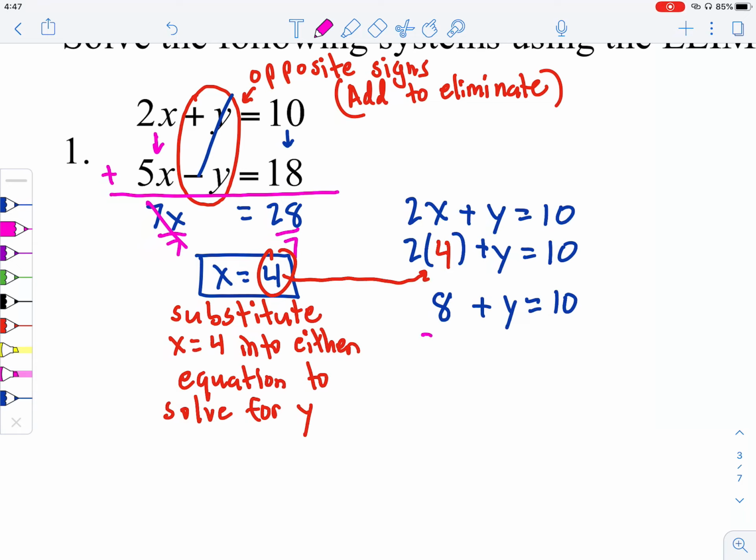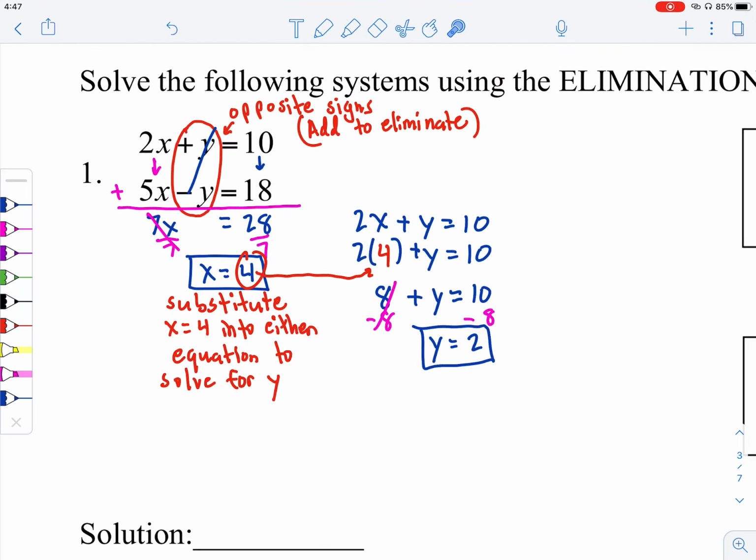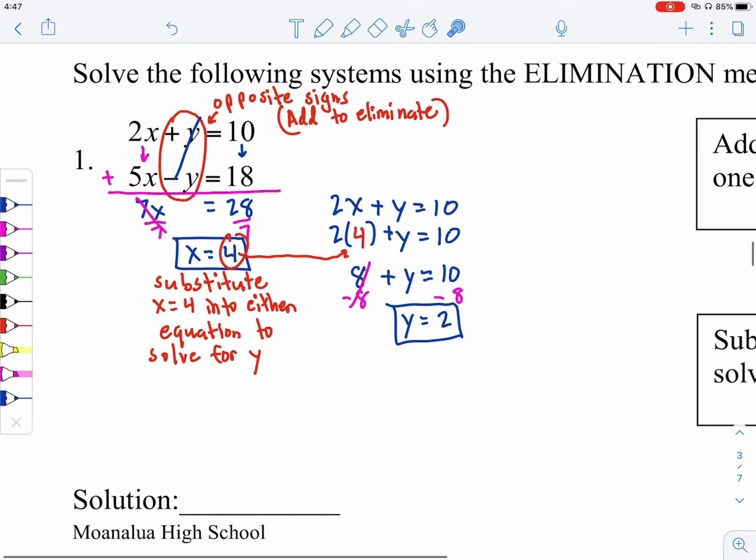And then we can solve this. Subtract 8 both sides. Y is equal to 2. So now we know our x is 4, our y is 2. So our solution is our ordered pair, 4, 2, right? Because our x value is 4, our y value is 2.